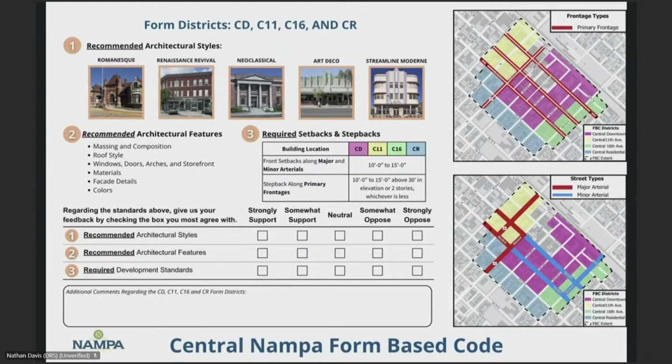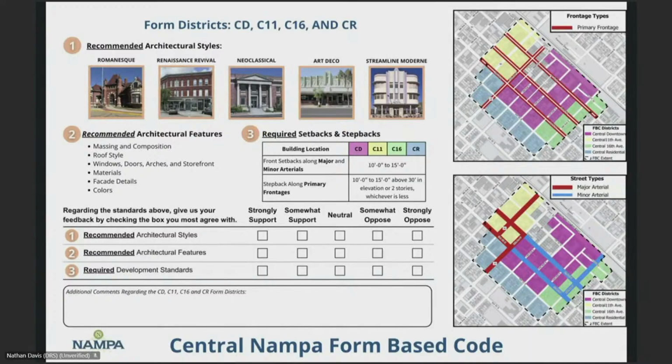Those vary by, so for the setbacks, which are the distance from the property line, those vary by street type, which are the major and minor arterials, have that 10 to 15 versus the other road types have 0 to 5. And then for step backs, which is that tiered approach to the building as it approaches the roadway, that is 10 to 15 feet above 30 feet or 2 stories, whichever is less, for the primary frontages.